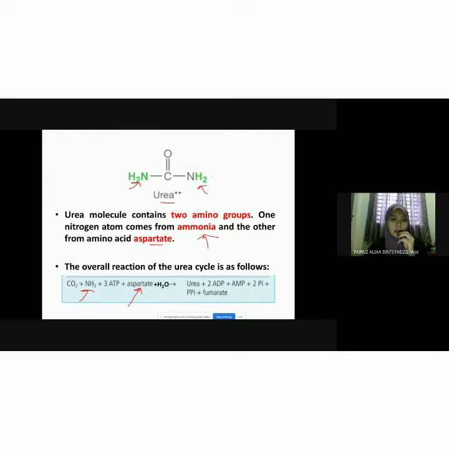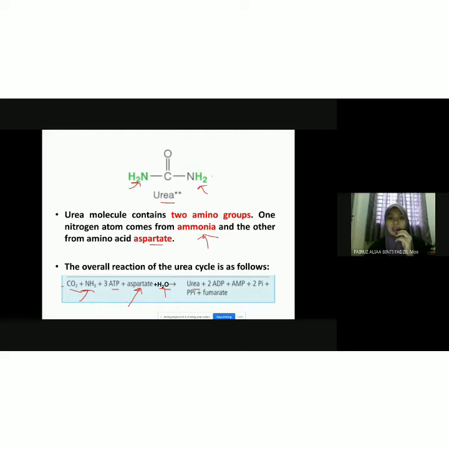Okay, and then for us to make the urea, we also need carbon dioxide. You guys remember this one, need to memorize. We need carbon dioxide, and then we need ATP. ATP means we need energy. It means if we want to produce urea we also need energy. And then also we need water. So you remember all these components. And then the product is the urea itself.